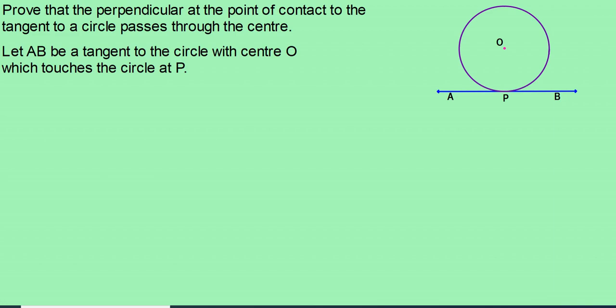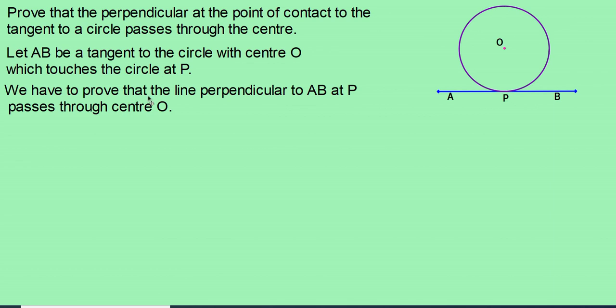Let AB be a tangent to a circle with center O, which touches the circle at P. We have to prove that the line perpendicular to AB at P passes through the center O. That is, if you draw a perpendicular through P, it will pass through O. That we have to prove. This we can prove by the method of contradiction.